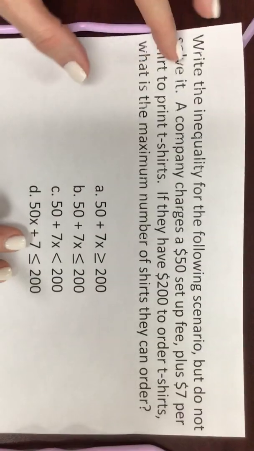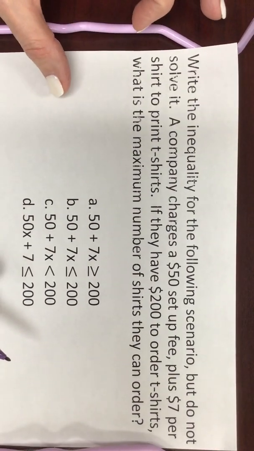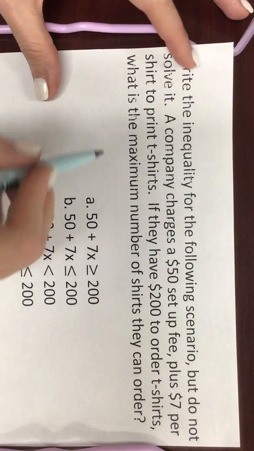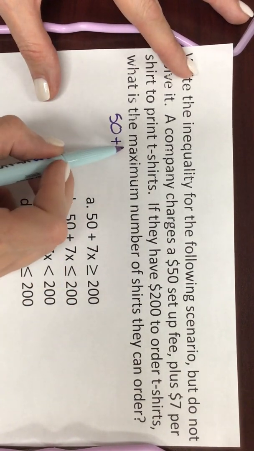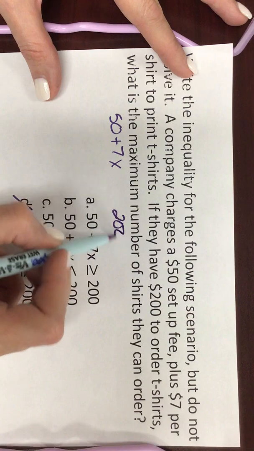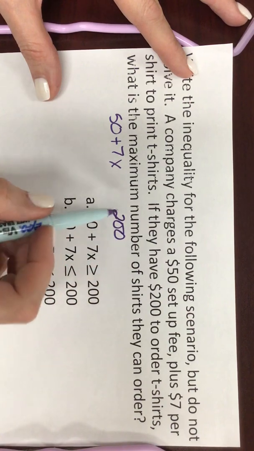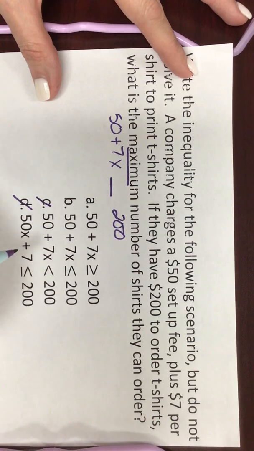Let's try a word problem. It's kind of hard to see. My apologies. So we've got a $50 setup fee, so that's a one-time thing. And it's $7 per shirt. So that's going to get rid of that one. You have exactly $200, but it's a maximum, so you're allowed to spend $200. So I'm going to get rid of C.